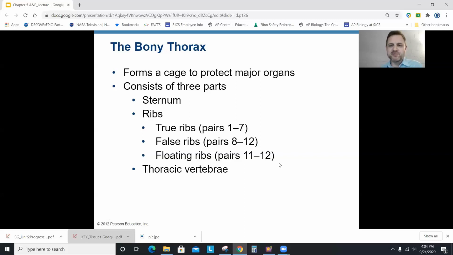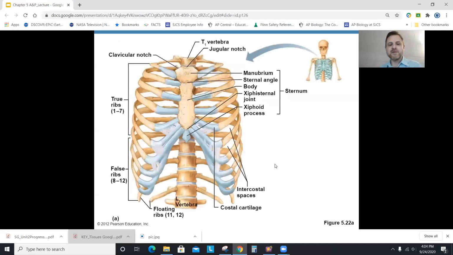In terms of your ribs, the ribs come in pairs, right? The top ones are called true ribs. Then you have false ribs. Then you have floating ribs. What the difference is, we'll see in just a minute. Actually, we'll see it on this slide. Your thoracic vertebra is just the vertebra behind your rib cage. These true ribs actually touch your thoracic vertebra, which is here behind your sternum.